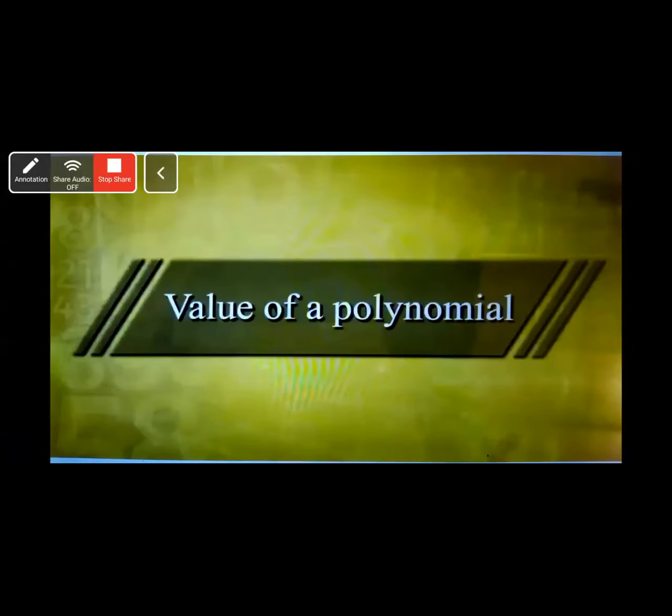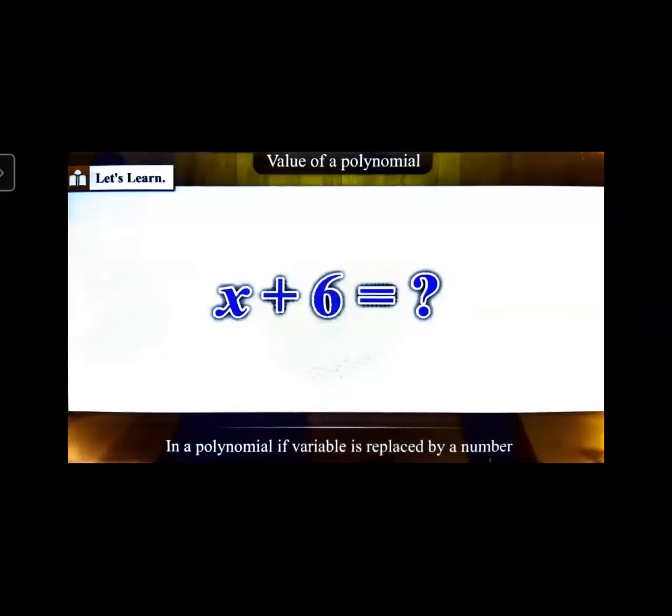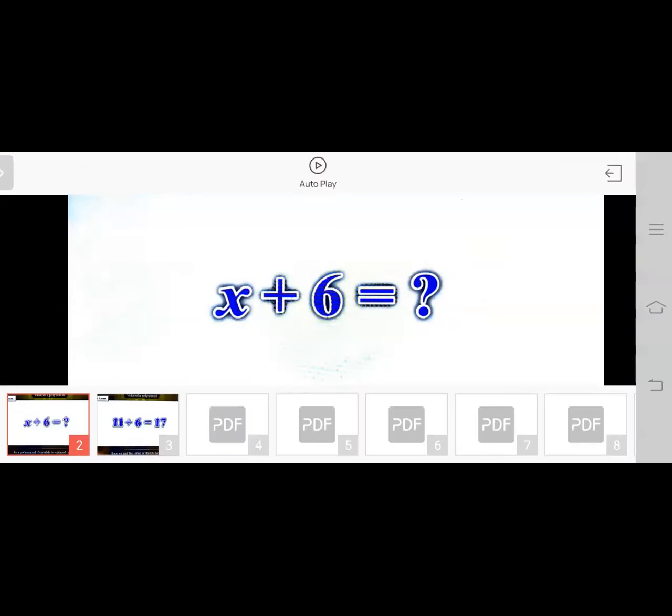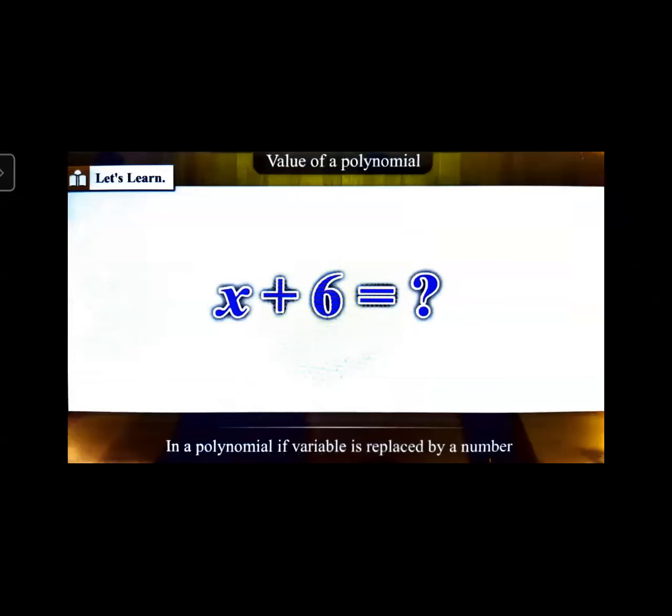Value of a polynomial. In a polynomial, if the variable is replaced by a number, then we get the value of that polynomial. For example, if this x is replaced by 2, we'll get 8 on the right hand side. That right hand side is the value of the polynomial. Whatever value of the variable we put in at the place of that variable, whatever value we get is the value of the polynomial.